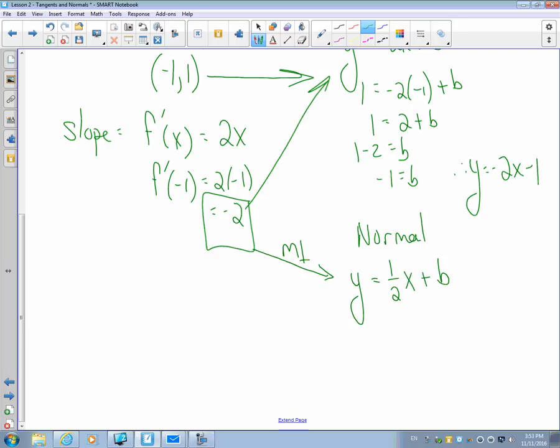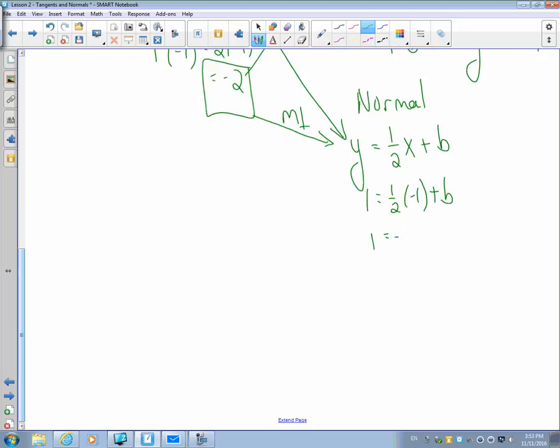I need to solve for b using a point. What point? The same one I started with. The normal and the tangent share the same point. So my y value is 1, my x value is -1, and I can get b. I can change this to a decimal if you want to. Half of -1 is -1/2. So 1 plus 0.5 is 1.5. So my normal is y equals 0.5, or 1/2, x plus 1.5.